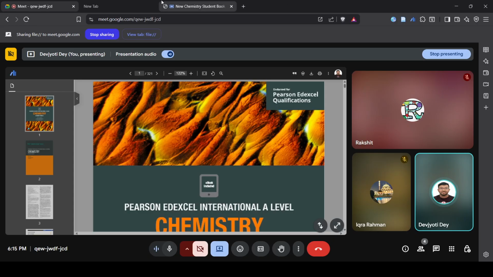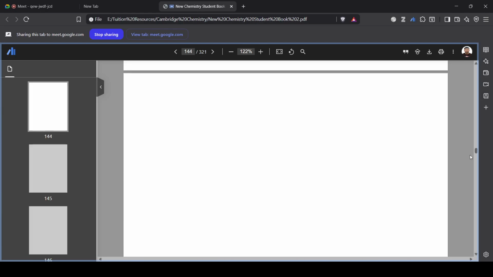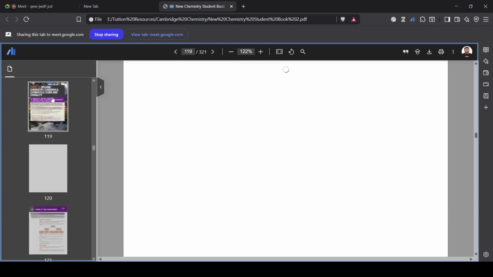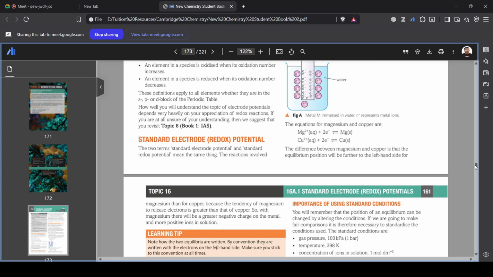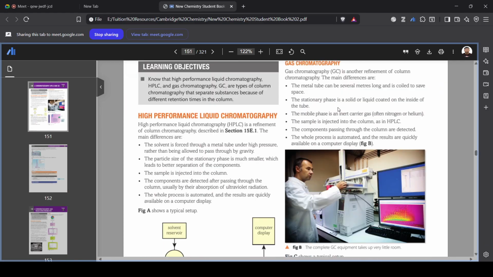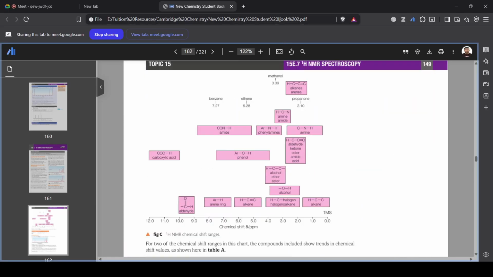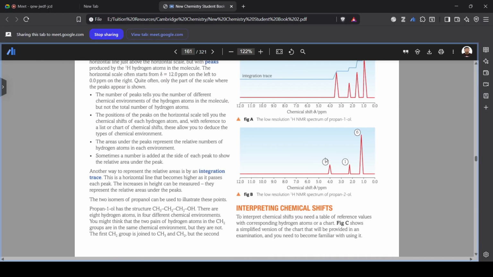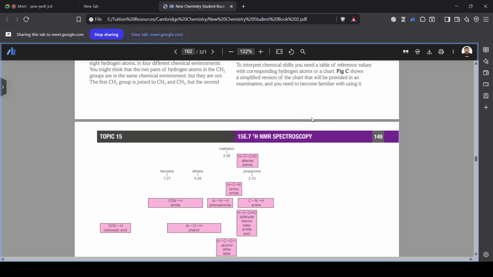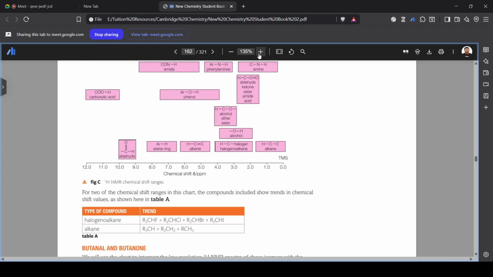Okay, in this case, if I say down here, okay, so this is where I was. So this basically represents the number of hydrogen atoms in each environment. Now this part here I wanted to explain.